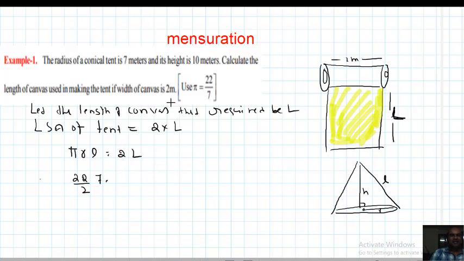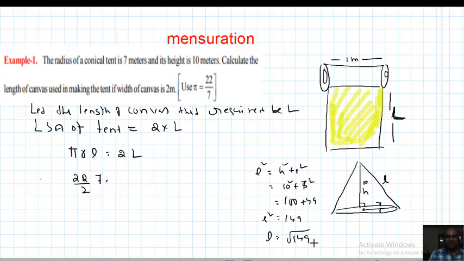I want capital L. Slant height l is not given, but height is given. So this is 10, and radius is 7. You can find l, no? Because l square equals h square plus r square. So h square means 10 square plus r square means 7 square. 100 plus 49. So what is that? 149. This is l square. I want l. l equals root over 149.